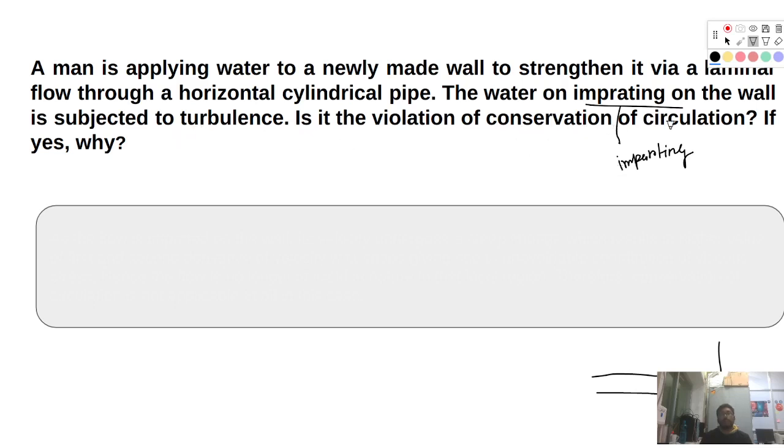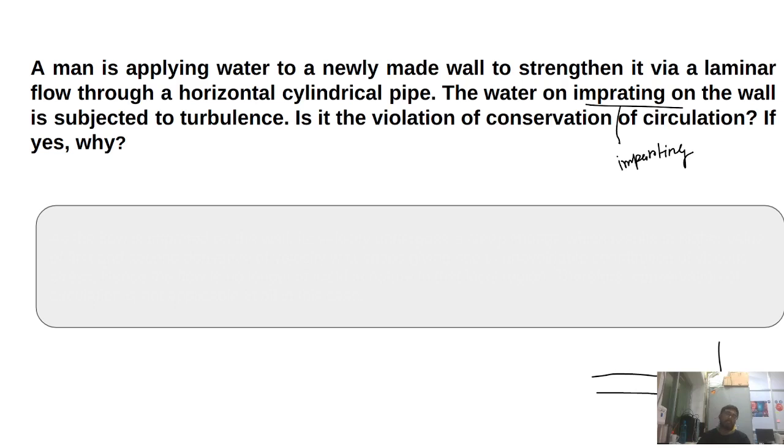Is it a violation of conservation of circulation? First of all, what do you know is there is a theorem: if the circulation is given at a certain time, and if it is an inviscid fluid, then the amount of circulation will be conserved throughout the time of the flow.